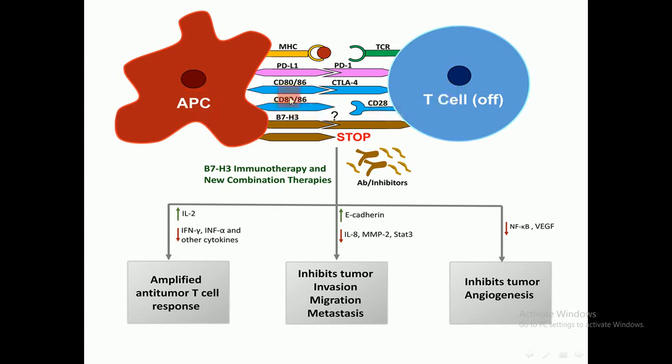And here, in this figure, the antigen presenting cell, here the T cells, and this is the first signal, and this is the second signal, will be stopped by the antibody inhibitors, and this leads to an amplified anti-tumor T cell response, inhibits tumor invasion, migration, and inhibits tumor angiogenesis.